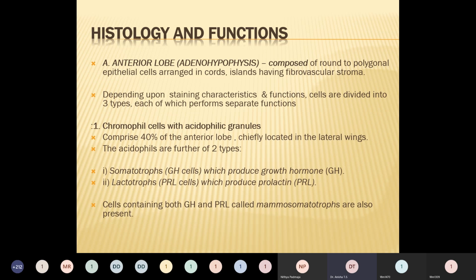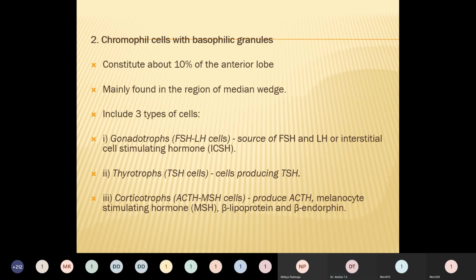One is chromophil cells with acidophilic granules. Acidophilic granules means they're a pinkish color. Okay, so the majority of these chromophil cells with pinkish granules comprise about 40% of the anterior lobe, and they're seen on the lateral wings of the anterior lobe. They secrete prolactin.